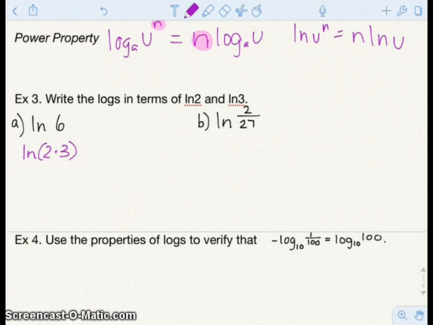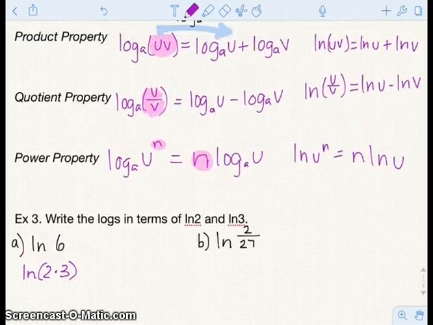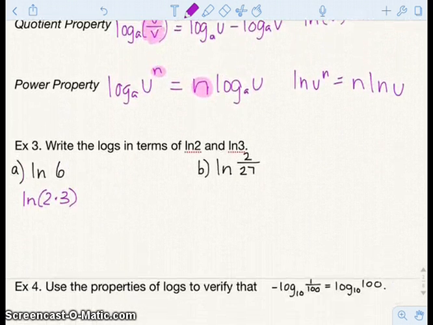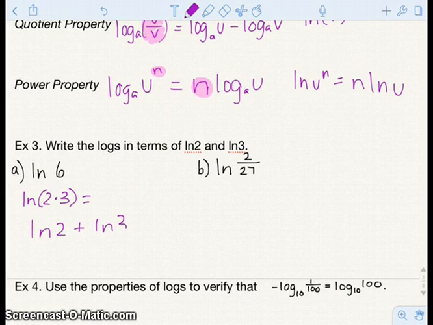Based on the product property, that first one, I can rewrite this as ln of 2 plus ln of 3. If you were to go to your calculator right now and type in ln of 6 and get an answer, and then type in ln of 2 plus ln of 3, it would be the same answer. For b, I'm going to use what property here? I'm going to use the quotient property for b, and that tells me that I'm going to do ln of 2 minus ln of 27.